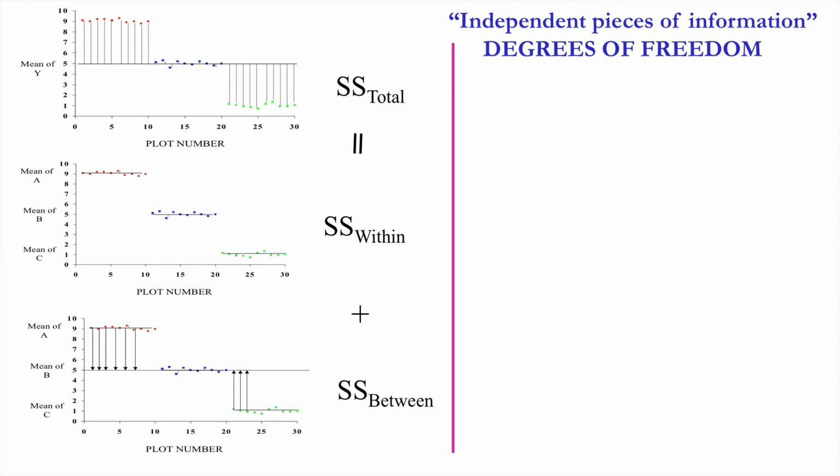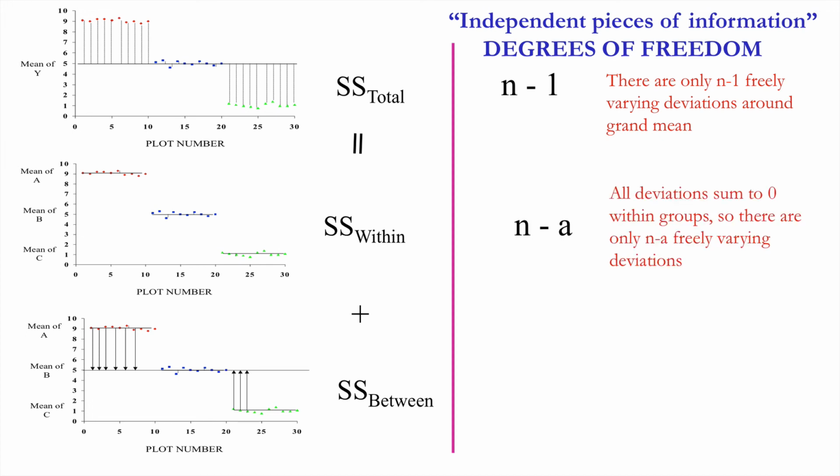I don't really have time to explain the concept in too much detail here, but it really deals with how many freely varying deviations do we actually have? How much information do we genuinely have when calculating that sums of squares? It turns out there's n-1 degrees of freedom when calculating that total sums of squares, because the grand mean will also be a parameter that's been estimated in calculating that sums of squares. So the genuine new information in that sums of squares is actually n-1.